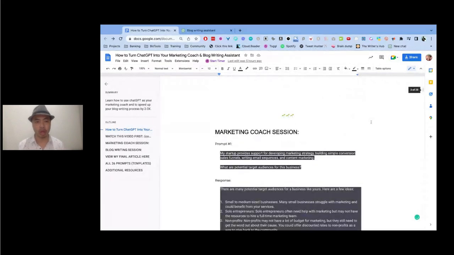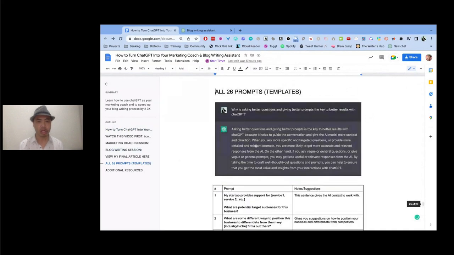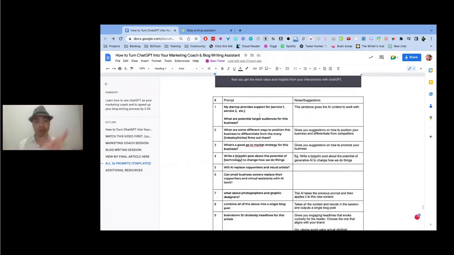And one more thing I wanted to show you is there is a list of all 26 prompts that I ran through in this document, and I put it here as a nice summary table. I put it in a template format, so you can basically copy the template, paste it into ChatGPT, and replace the information with your own information. Okay, and that way you can use it quick and easy.